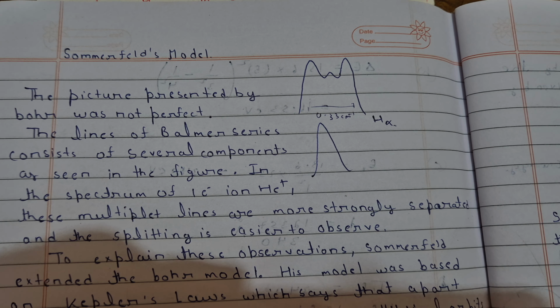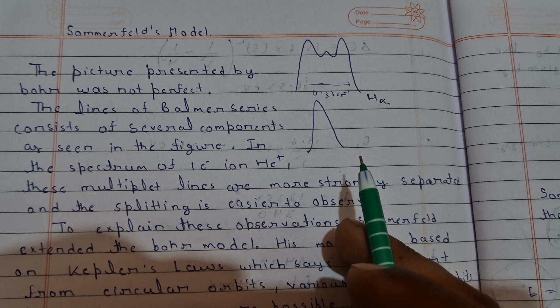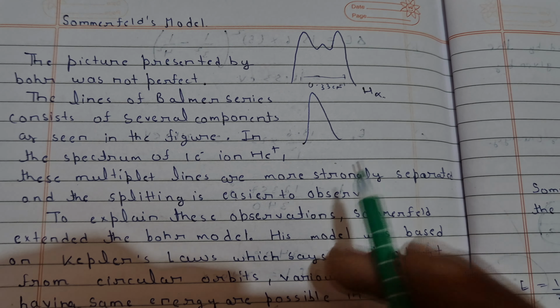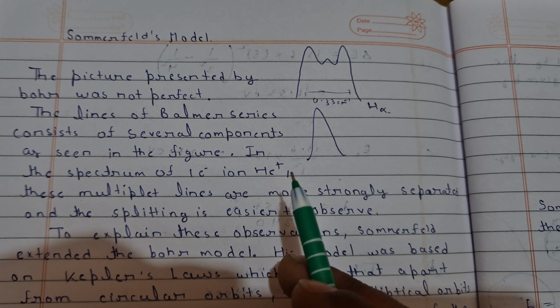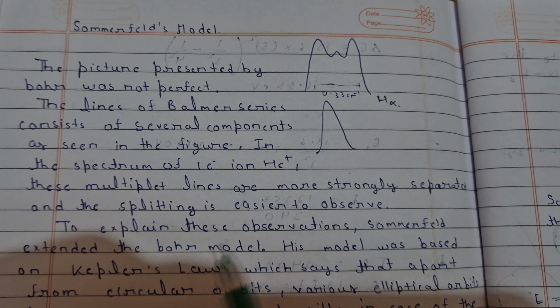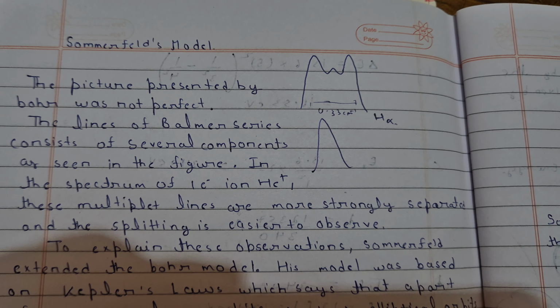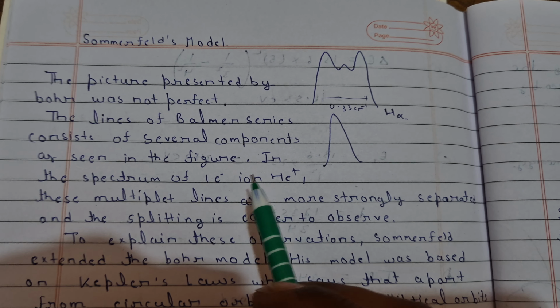So what was Sommerfeld's model? He used Kepler's law. In Bohr's model there are only circular orbits, but Sommerfeld said that there will be some elliptical orbits also, and that leads to these multiple lines. So let's see what the theory is.